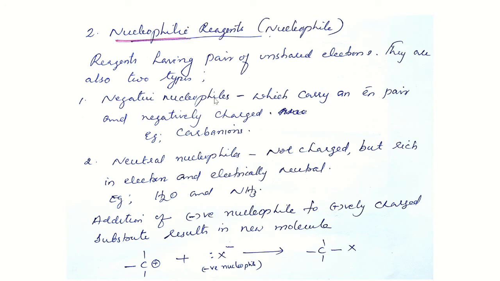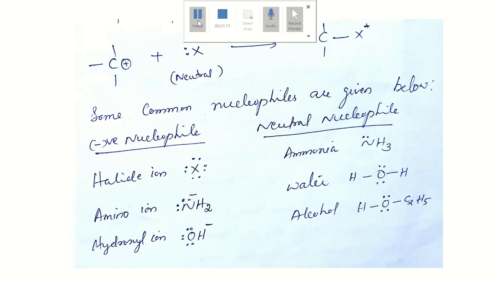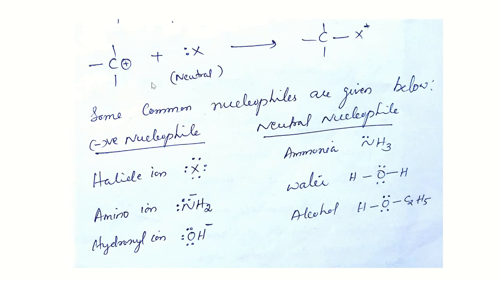Remember, the addition of a negative nucleophile with a positively charged substrate will give you a new molecule. See, when a negative nucleophile is attached to a positive substrate, you will get a complete final product. But when a neutral nucleophile is attached with a positive substrate, you will get a positively charged product. So these are some common examples of nucleophiles, negative nucleophiles and neutral nucleophiles.